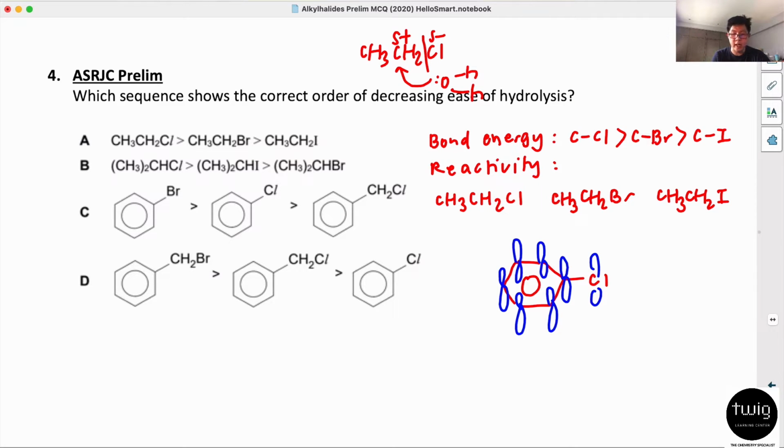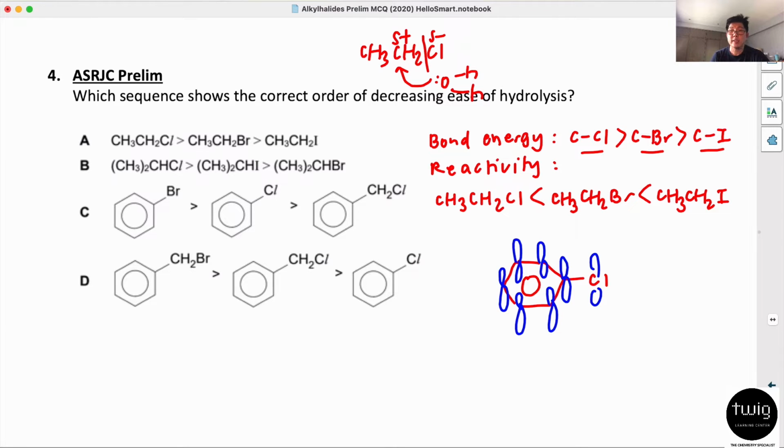Okay, so this is actually hydrolysis. The rate of hydrolysis is only dependent on the bond energy of the carbon halogen bond. The C-Cl bond is the strongest, followed by C-Br, then C-I. In terms of reactivity, it takes more energy to break the C-Cl bond, so the chloroalkane will be the slowest because it takes a lot of energy to break the C-Cl bond. So the reactivity will go this way.